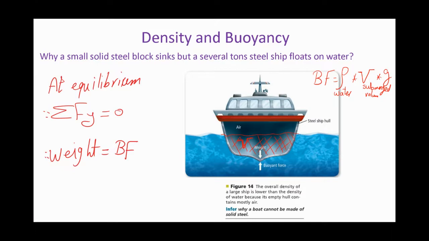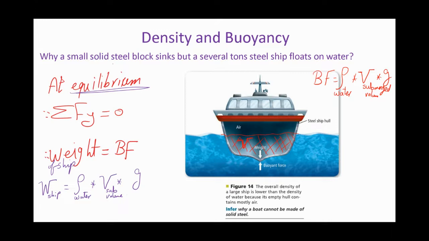So the two forces acting on the ship are balanced, which in engineering we call equilibrium. Equilibrium requires the two forces to be equal. So the weight of the ship equals the buoyant force, which is rho times V times g: rho of the water, V the submerged volume of the object, and g is 9.8.